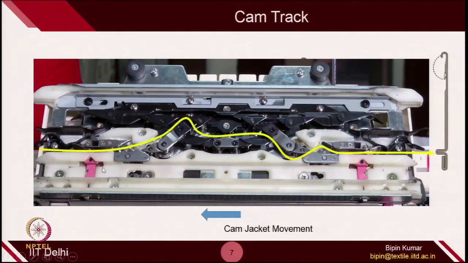If you carefully follow the path, you can easily see the butt initially remains in the same line, then it starts raising. Raising means it's actually coming out from the bed, and after that it goes down, again goes down, and then finally it rises to the same original location. So this is how the cam track and the series of cams help the butt make the right kind of reciprocative movements.